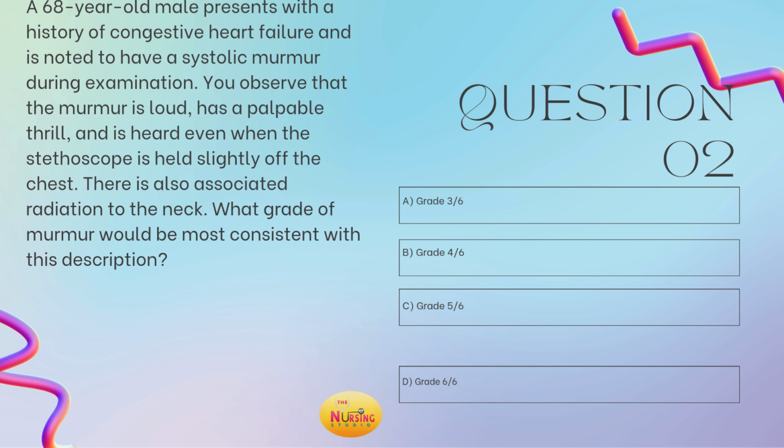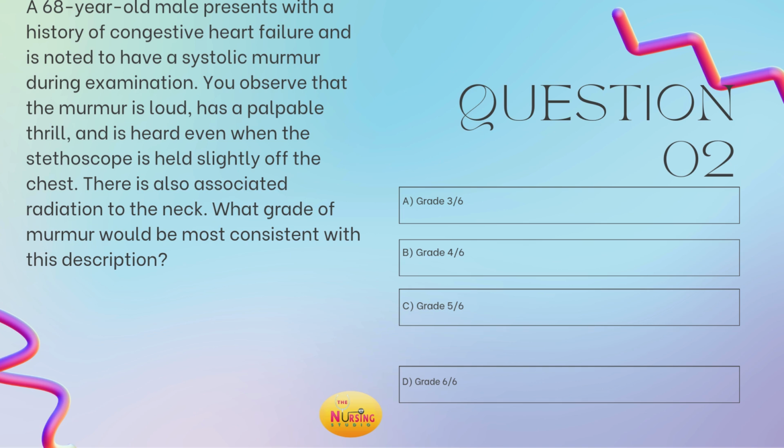Let me run it back, y'all. A 68-year-old male presents with a history of congestive heart failure and is noted to have a systolic murmur during exam. You observe that the murmur is loud, has a palpable thrill, and is heard even when the stethoscope is held slightly off the chest. There is also associated radiation to the neck. What grade of murmur will be most consistent with this description? Is it A, grade 3 of 6, B, grade 4 of 6, C, grade 5 of 6, or D, grade 6 of 6? Tell me what you got in the comments, y'all.